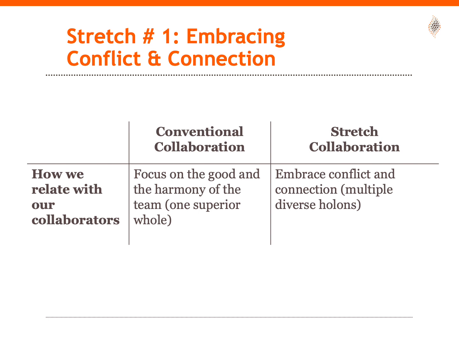So let me break down the 3 stretches for you. The first stretch is what we call embracing conflict and connection. So this is not about agreeing on one problem. It's not about focusing on the good and harmony of the team, one superior whole. Right? That's the conventional collaboration approach to this particular form of stretch. Stretch collaboration, the first stretch is to be able to embrace conflict and connection.